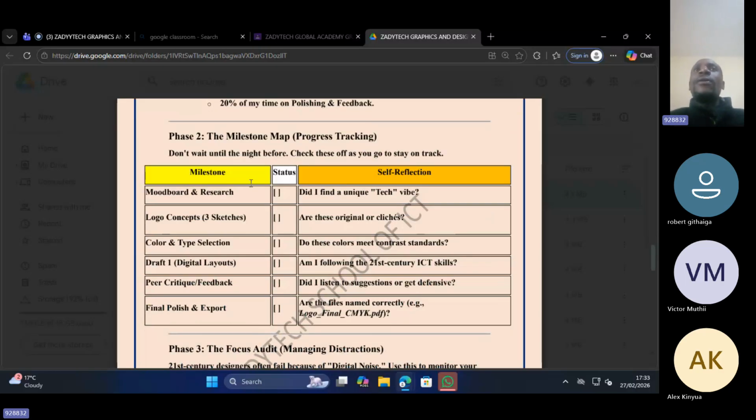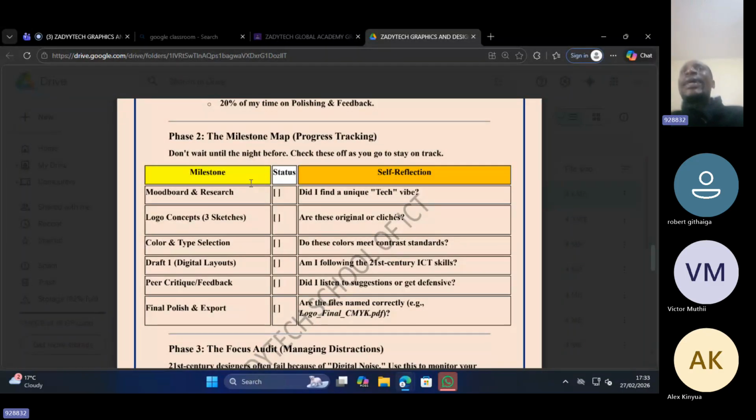Then phase 2, the milestones map, progress tracking. Don't wait until the night before. Check this off as you go to stay on track. Remember that you don't wait for the last day before the deadline arrives, and that's when you start designing. No, ensure that you distribute your time very well and give yourself a deadline, so that we have this milestone done by today. By the end of tomorrow, I'm supposed to be at this particular point. By the end of Sunday, I'm supposed to be at this particular stage.